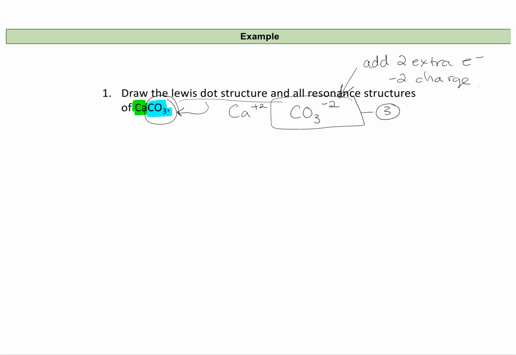Anywhere I want in my structure, anywhere they're needed. If I had a +1 charge, then instead I would remove 1 electron from my structure.